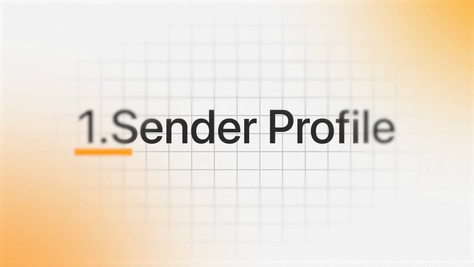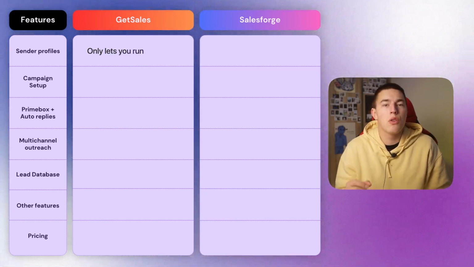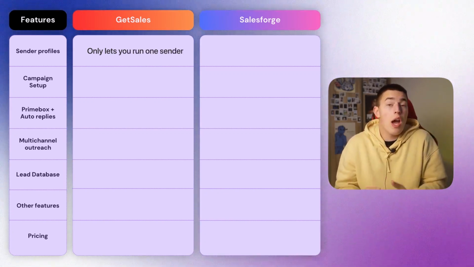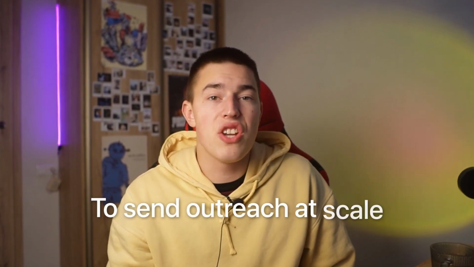The first thing to look at is how many sender profiles you can connect. GetSales only lets you run one sender. If you want to scale, you have to pay more. Salesforge, on the other hand, gives you unlimited senders. You can connect your account, your team's accounts, even your grandma's account if she has one, and use all of them to send outreach at scale.